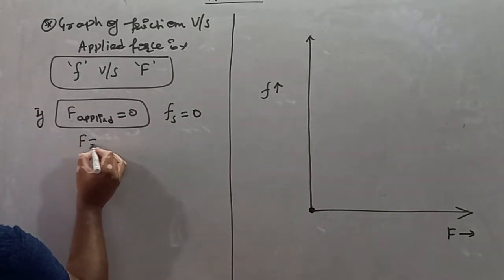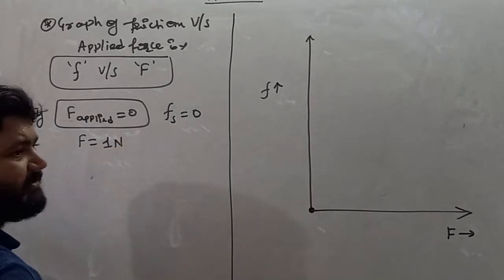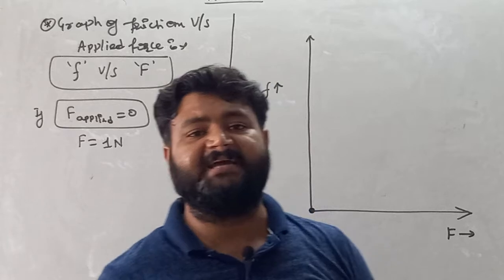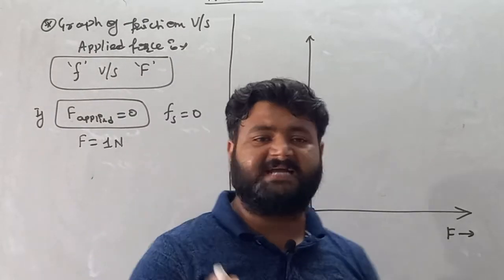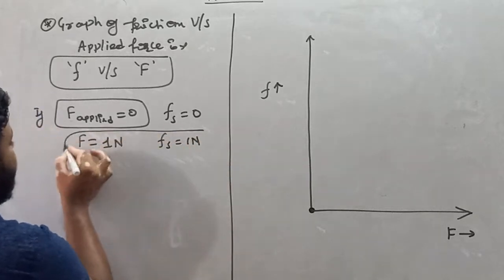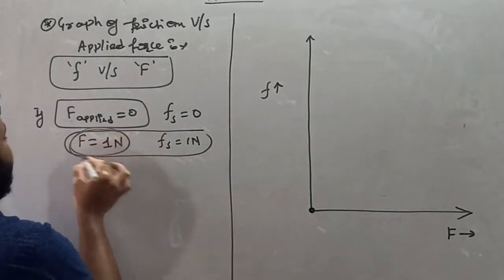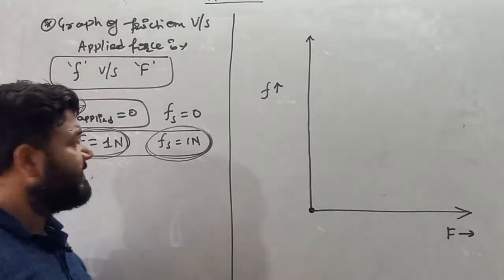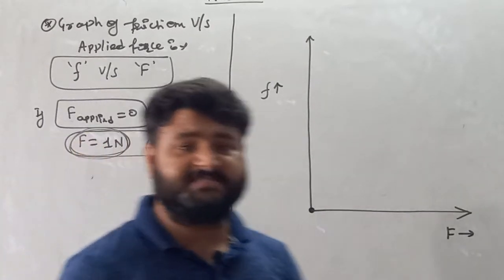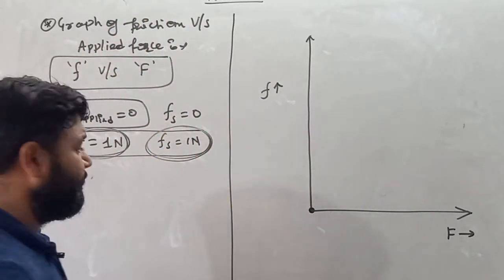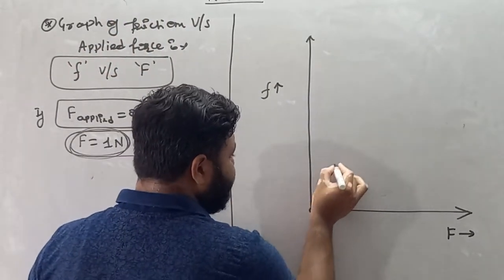Now if I am applying a force of 1 Newton and the body is not moving, then what will we say? We'll say the nature of friction is static and its value is 1 Newton. So what we see by changing the value of applied force, if the body is at rest with respect to the surface, then the nature of friction is static and its value changes by change in applied force. So we can make the graph like this.